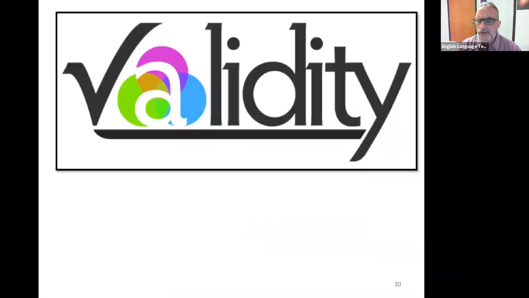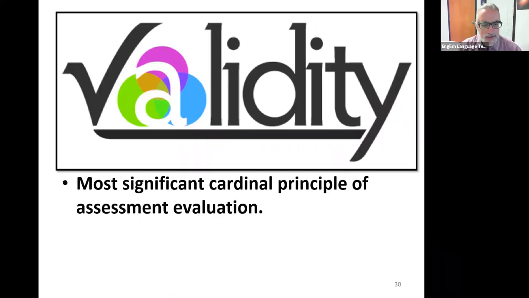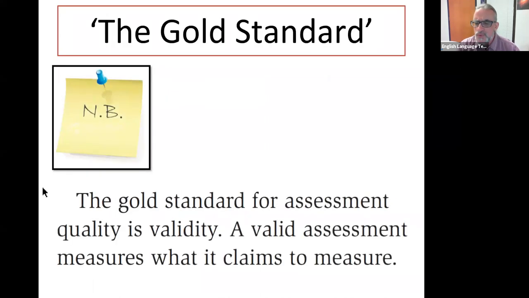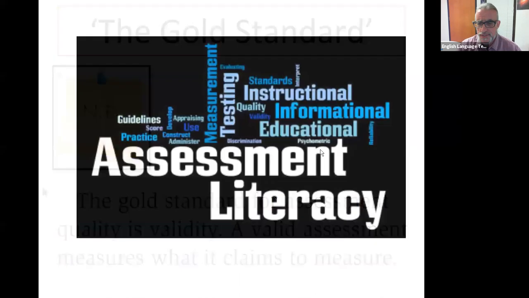So one of the things that we try to do is directly test what it is that we're trying to measure. Validity is the most important one, right? It's the most significant principle. You can have a test that is practical, reliable, all those other things, but if it's not valid, as the American expression is, all bets are off. If it's not valid, then it can't be a good test. That's why it's the gold standard, in terms of reviewing a test.